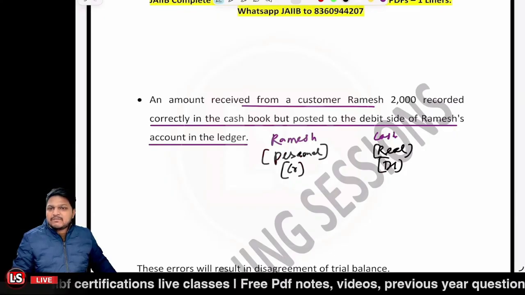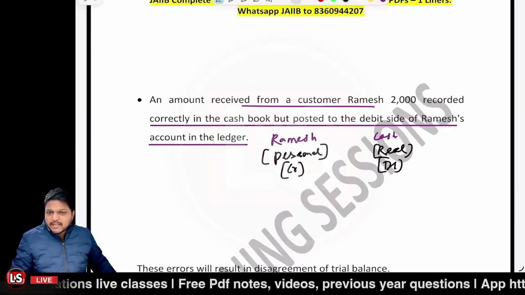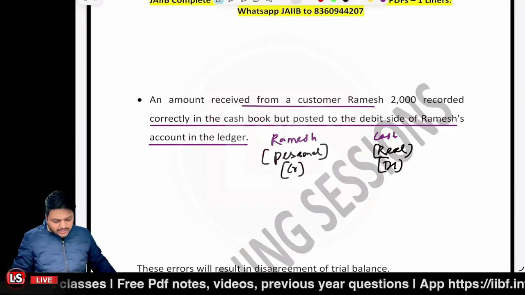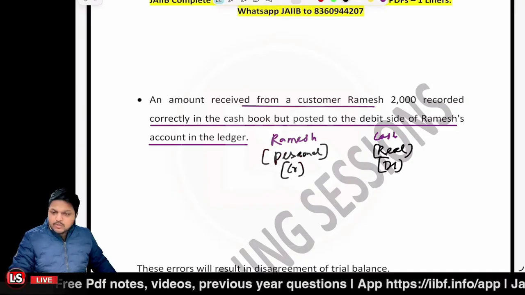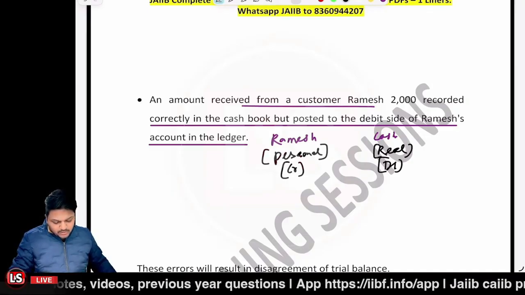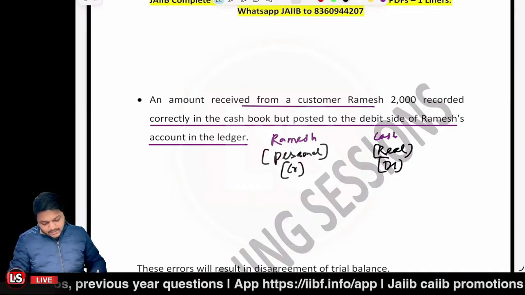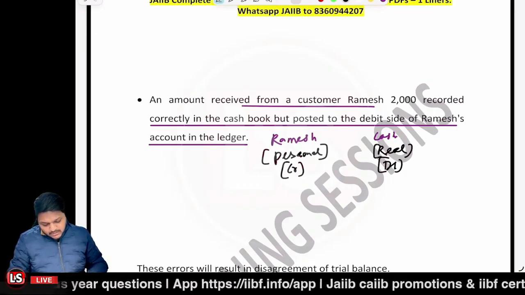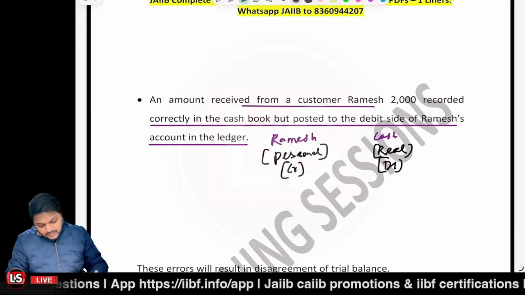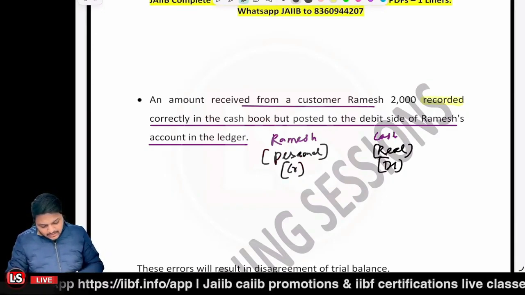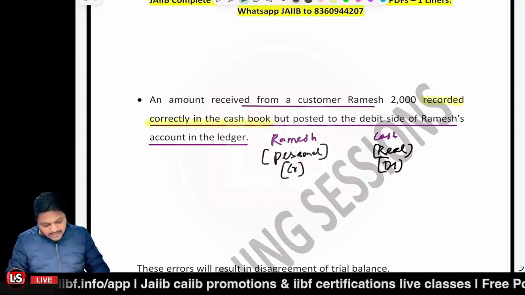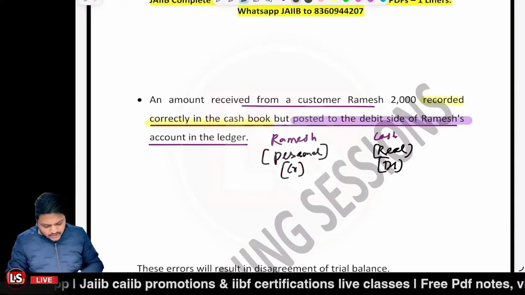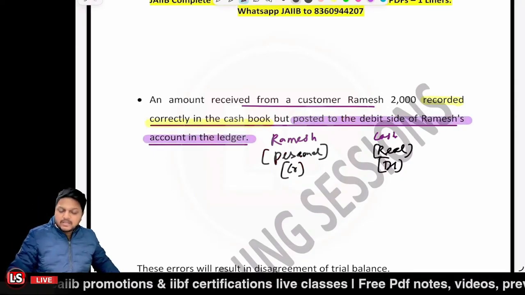So the point is that we have received the cash from Ramesh, right? So it was to be posted: credit rupees 2000 to Ramesh account and debit rupees 2000 to cash account. But what was done? We have recorded it correctly in the cash book, but posted to the debit side of the Ramesh account.